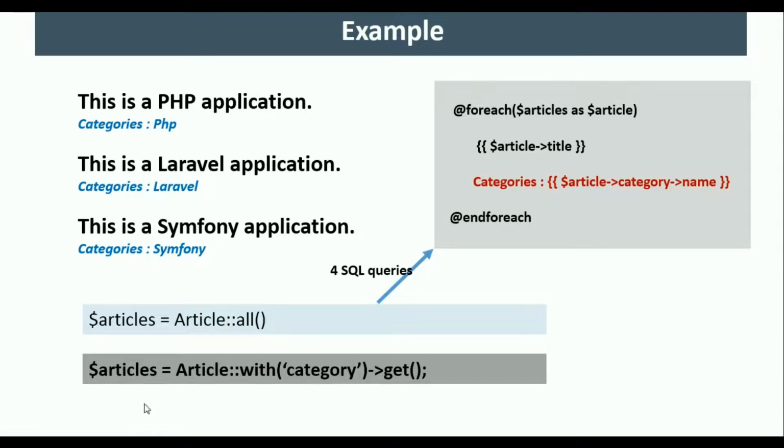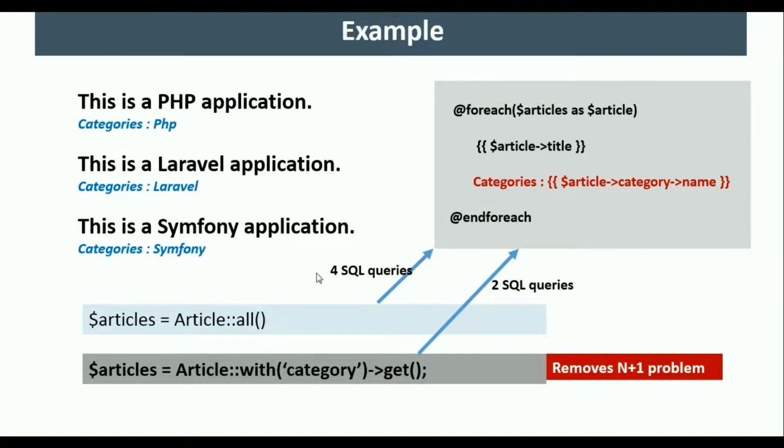So if you are using this with, it will only execute 2 queries, one for the articles and a second query for the categories. So this will remove the N+1 problem. So instead of the all statement, we are using the with statement with the relationship, that is the model name, and get. So let's see it practically.